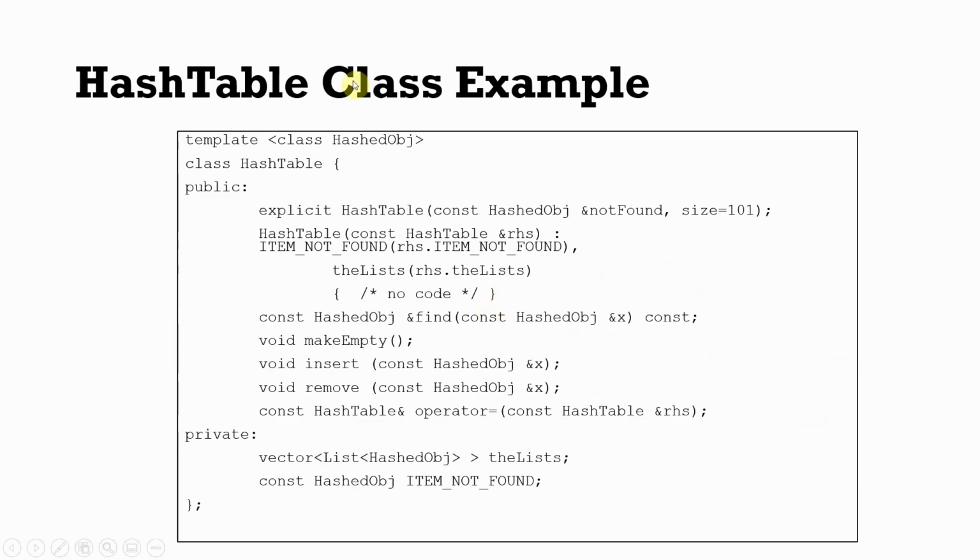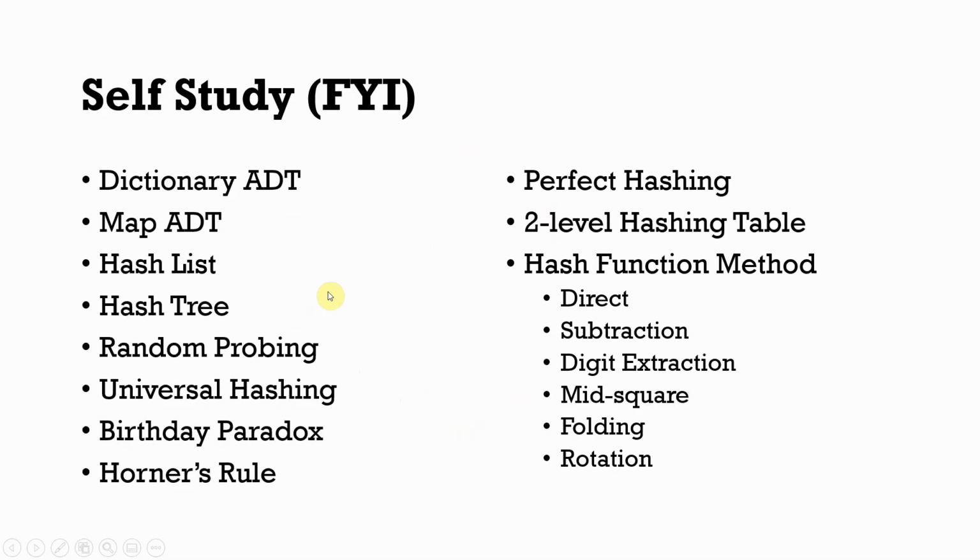This shows you a declaration for a hash table class. You can define your own hash table class, but this shows you some of the functions that you might want to have: insertion, removal, assignment operator, clearing the whole thing, searching. You might want to have constructors, copy constructors, a destructor, and so on.